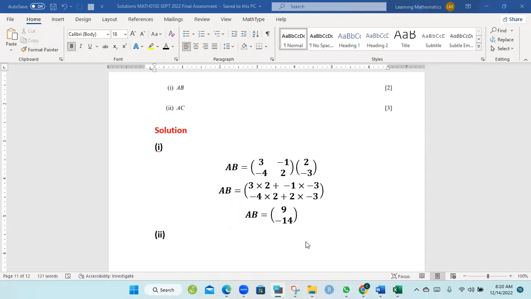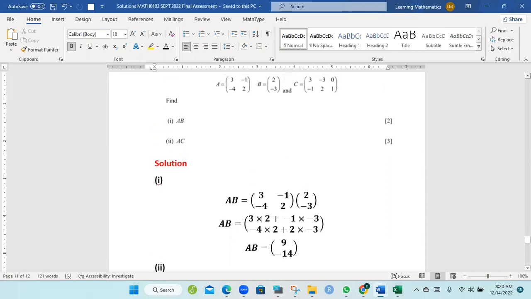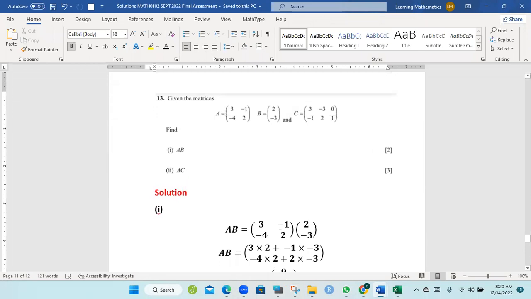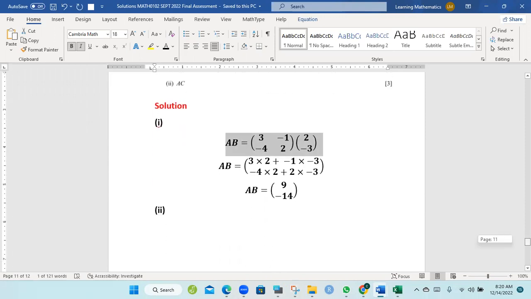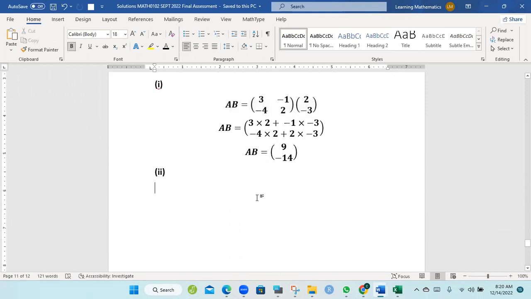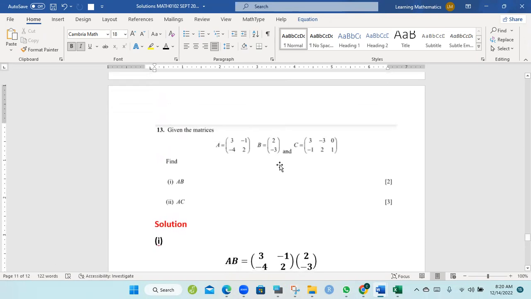Now we are going to multiply A to C. So let's get what is A and what is C. A is the same: negative 3, and 3, negative 1, negative 4, and 2. That's a 2 by 2. But C now, C is a 2 by 3, 2 rows and 3 columns.